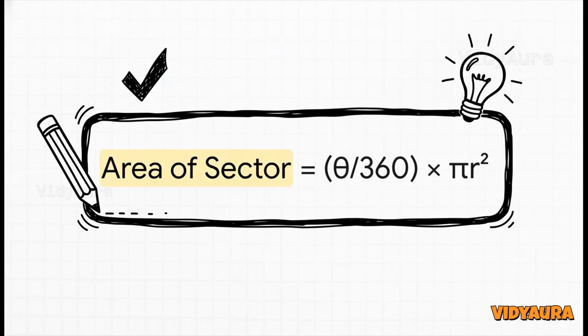Step 2, write down the formula you're going to use. This is such a good habit, trust me. It helps you remember the formula, and more importantly, it stops you from making silly mistakes. We need the area of the sector, so let's write down that formula.